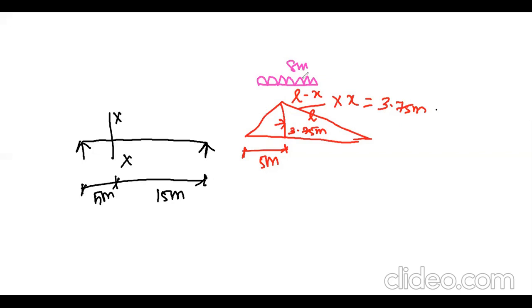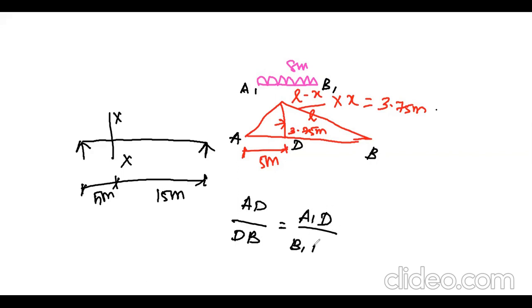This we have already discussed. Now let me explain. I am taking this as A, this as D, this as B. This as A1, this as B1. AD divided by DB should be equal to A1D divided by B1D. This is the condition to place the UDL to find the maximum bending moment. This is a very important condition. Don't forget this, because if you forget this, you can't find the maximum value of the bending moment.